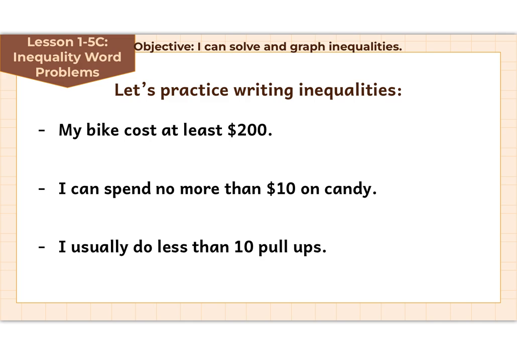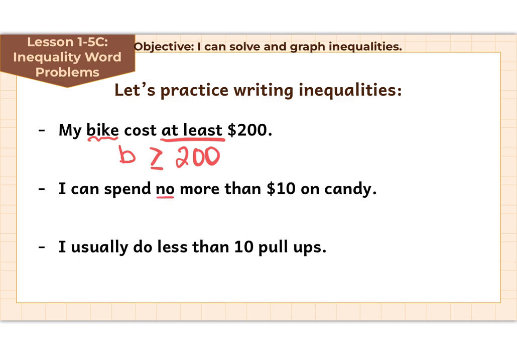So if we are talking about a bike, we can use the variable b. The cost is at least $200. So the word at least means that we are talking about greater than or equal to, because we are saying that it can be equal to $200, but we are also saying that it can be more. We want to get at least 200 or more.